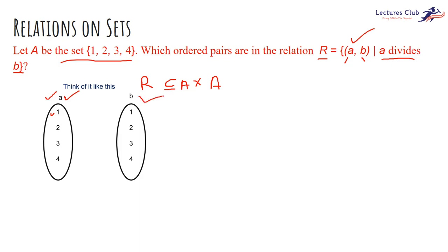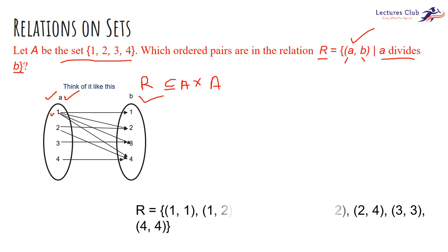We will make the relation between those elements from A to B where a divides b. Here you can see 1 divides 1. Similarly, 1 divides 2, 1 divides 3, 1 divides 4. Similarly, 2 divides 2, 3 divides 3, 4 divides 4, and 2 divides 4. Here we are considering only those elements where the first element is dividing the second element, or the first element is a factor of the second element.